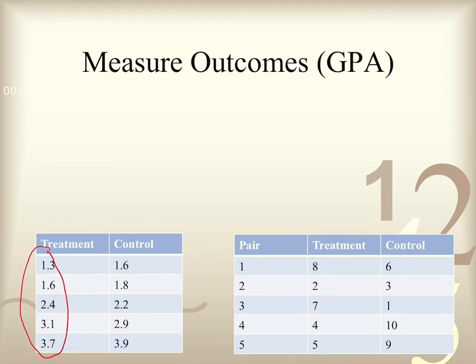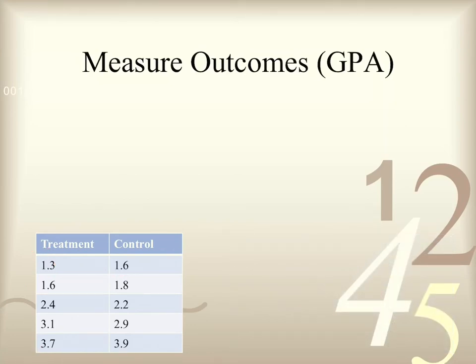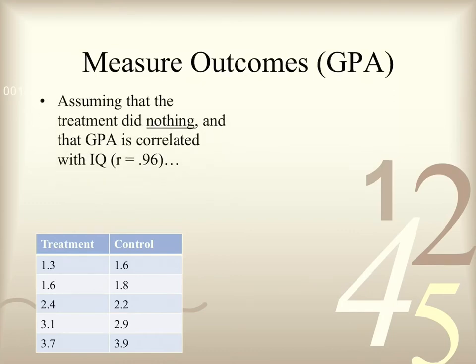Because what we're going to end up with is a group of people, and you see some with low GPAs, some with high GPAs, some with low, some with high in each one. Well, let's assume that the treatment did nothing and that the GPA is correlated with IQ. Here, these GPAs are correlated with their IQs at a level of 0.96. So I simply came up with a list of GPAs that correlated with these participants' IQs at 0.96. Here, the GPA for the treatment is 2.42.